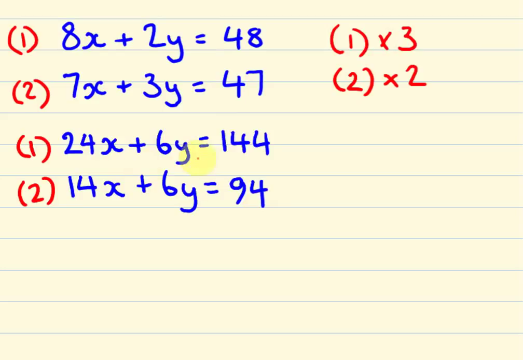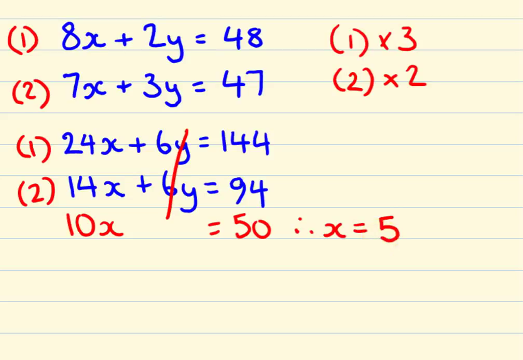So we're going to be able to take one equation from the other now. Because these are the same, I'm just going to directly take one away. Okay, so this take away this is 10x. This take away this, we cancel each other out. 144 take away 94, we get the answer of 50. So 10x equals 50. Therefore, x equals, not 10, I almost made a mistake there. X equals 5.